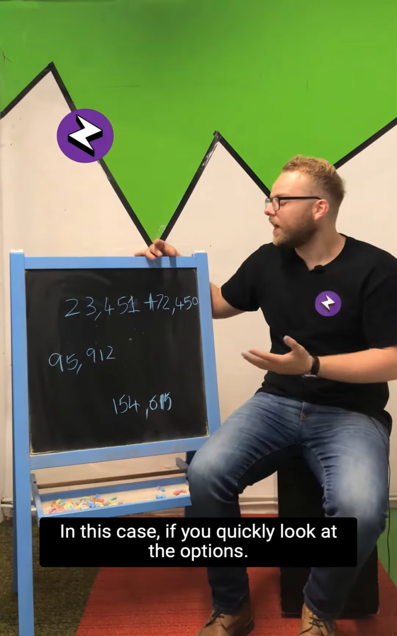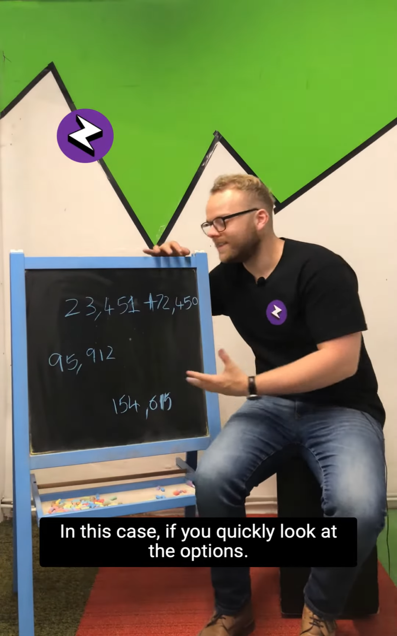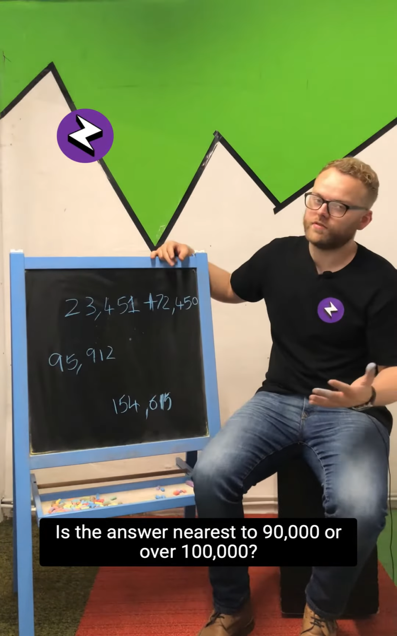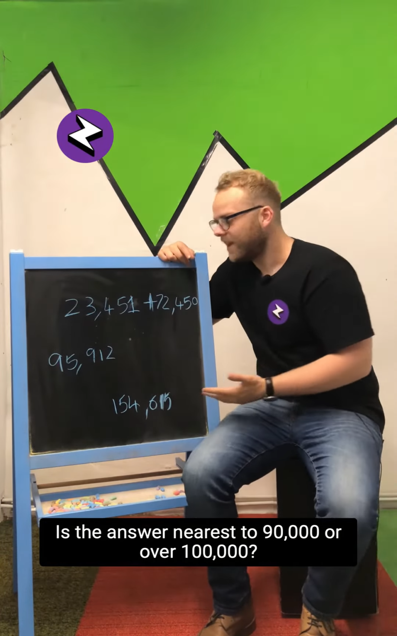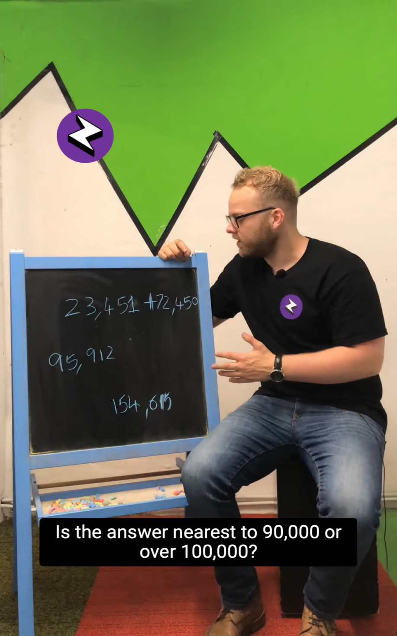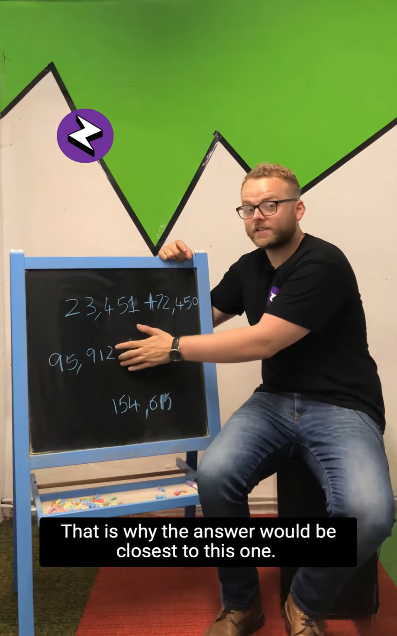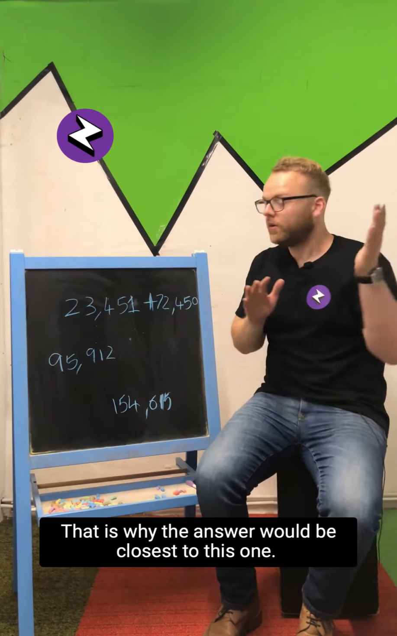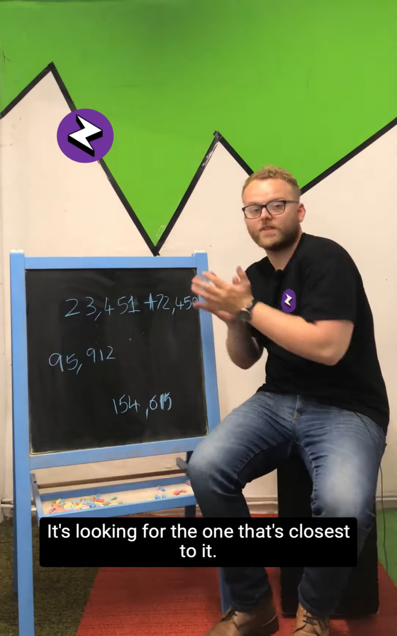So in this case, if you quickly look at these two, 70 plus 20, is that nearest to 90,000 or 112,000? And then 400 plus 400, things like that. What you do is you look quickly and go, that's more like this answer, for example. And it is. So that's why the estimation would go to this one. So it's not looking for the exact answer, it's looking for the one that's closest to it.